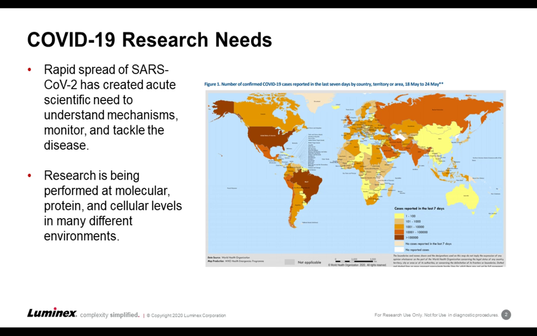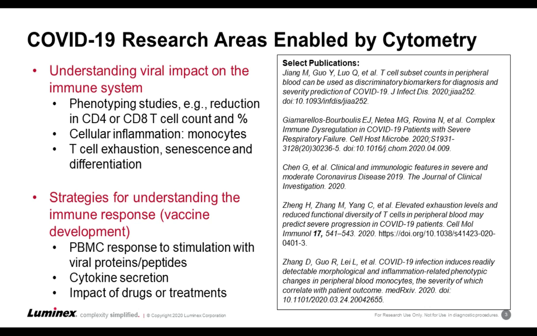The rapid spread of COVID-19 has created an acute scientific need to understand clinical manifestations and mechanisms of the disease, and also understanding how to monitor and tackle the disease. Intense research is ongoing worldwide at the molecular, protein, and cellular levels, and Luminex provides a variety of solutions in all these approaches. In this presentation, we will mainly focus on COVID-19 research enabled by cytometry.